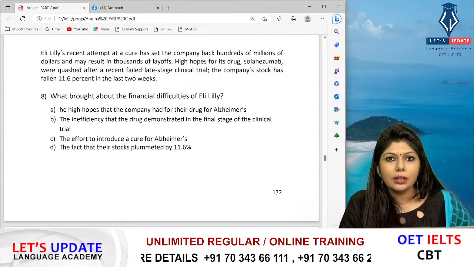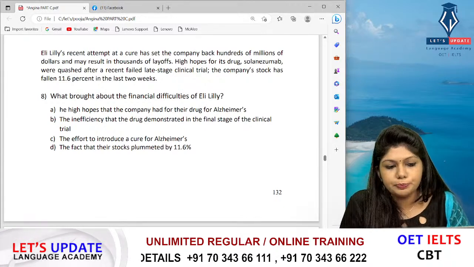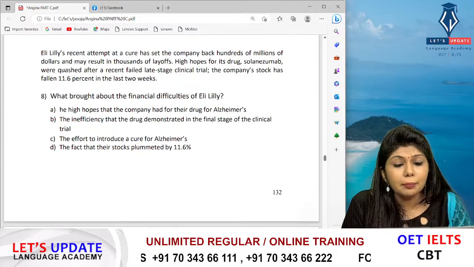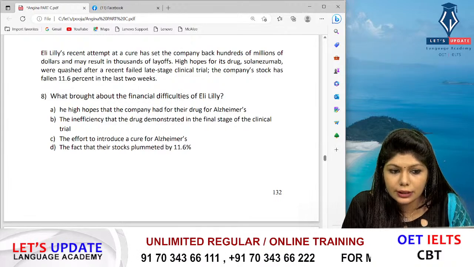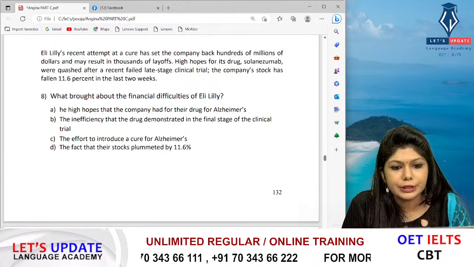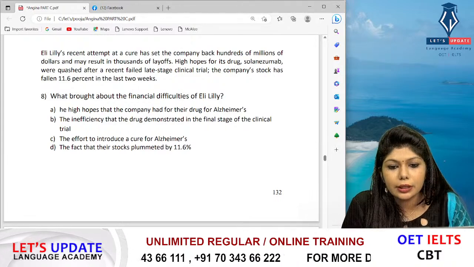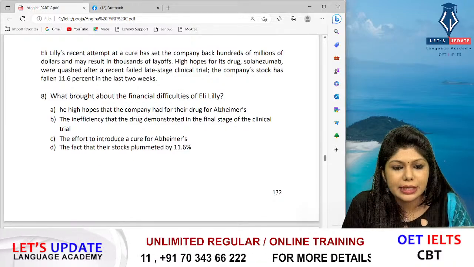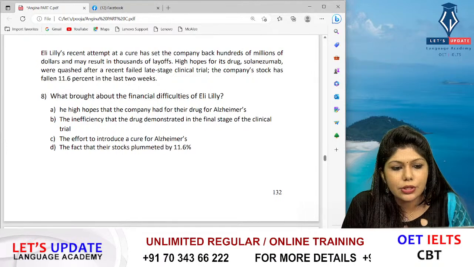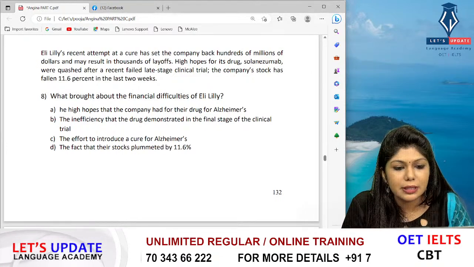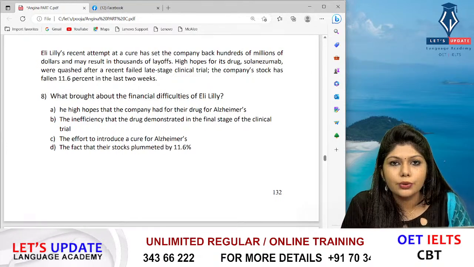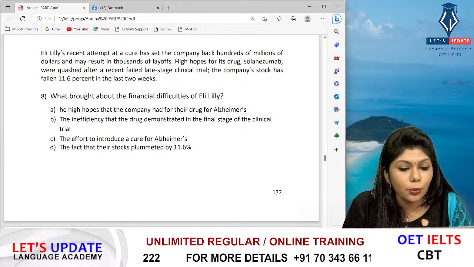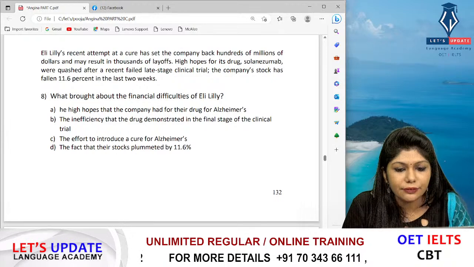Okay, so I'll read this paragraph now. Eli Lilly's recent attempt at a cure has set the company back hundreds of millions of dollars and may result in thousands of layoffs. High hopes for its drug, solanezumab, were crushed after a recent failed late-stage clinical trial. The company's stock has fallen 11.6% in the last 2 weeks. Okay, so that was the paragraph, and the question was, what brought about the financial difficulties of Eli Lilly?